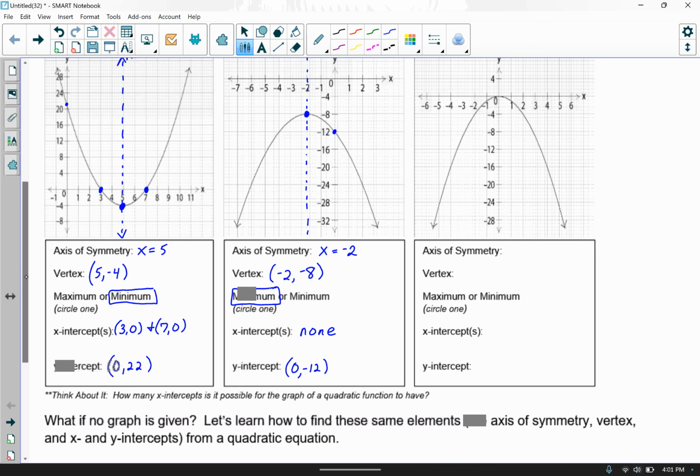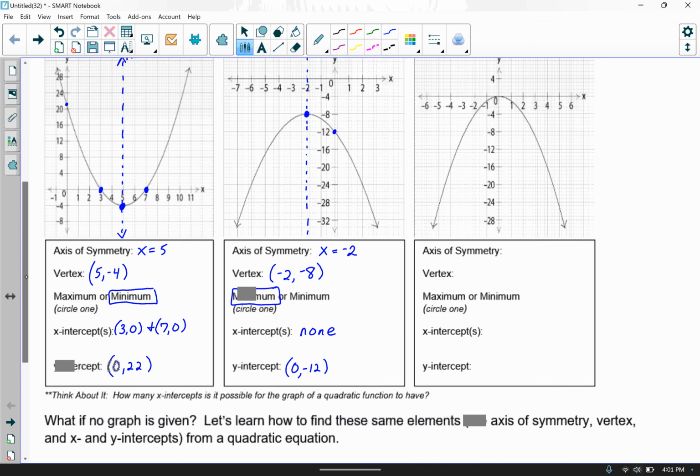X-intercepts, I'm going to let y equal 0. So x squared plus 6x minus 7 equals 0. We'll try to factor. We'll always try to factor first. So x and x. The only way to multiply to give you 7 is 7 times 1. We want a positive 6 in the center, so hopefully you agree I need 7 positive and 1 negative. Set both of those equal to 0 and solve for x.